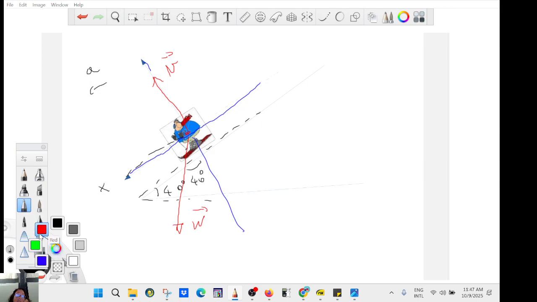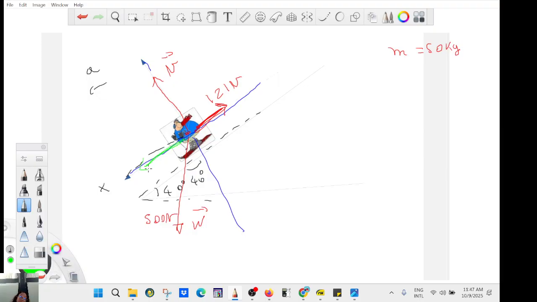And now you have friction. So friction is always opposing the motion. Do you agree? And this is 121 Newton. The magnitude of the weight is 500 Newton because the mass is 50 kilogram. So you memorize that the X component of the weight is mg sine. You memorize it. And this is mg cosine.